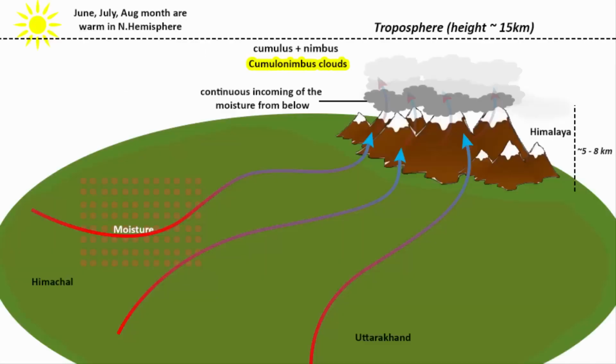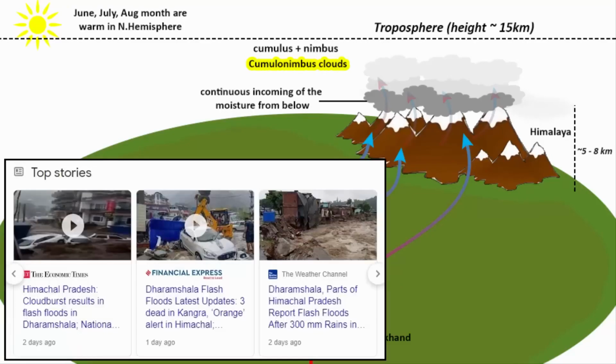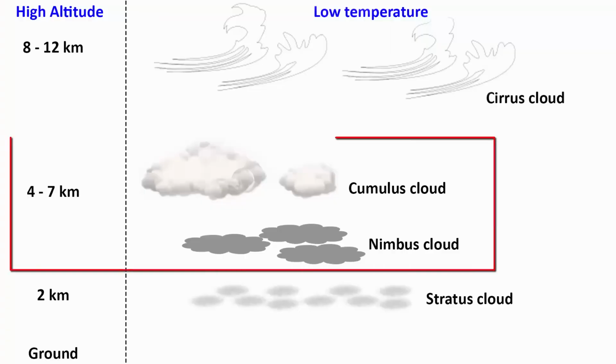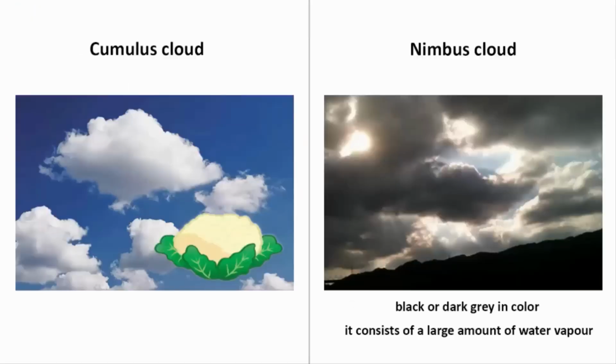Now, a vertical column of clouds known as cumulonimbus clouds appear at a height of 3 to 5 km. If you look at the recent cloudburst in Dharamshala, Dharamshala is located in Kangra Valley, in the shadow of the Dhauladhar mountains. Dhauladhar range is part of lesser or middle Himalayan chain of mountains. The height of Dhauladhar mountain ranges vary from 3 to 5 kilometers. If you look at the height, it is somewhat similar to the height at which nimbus and cumulus clouds are formed. These clouds contain large amounts of water vapor.